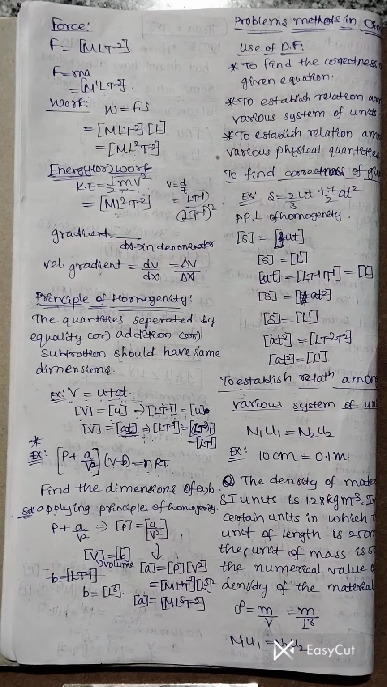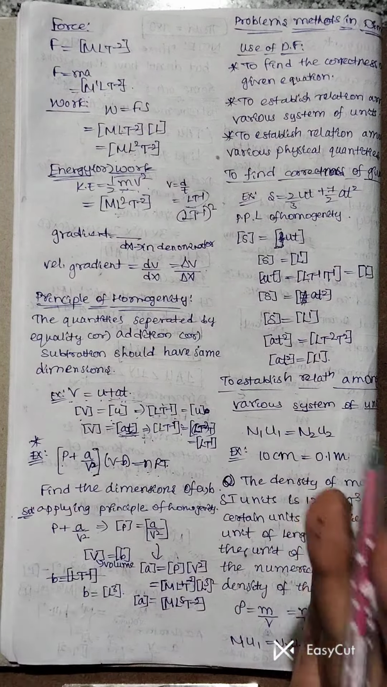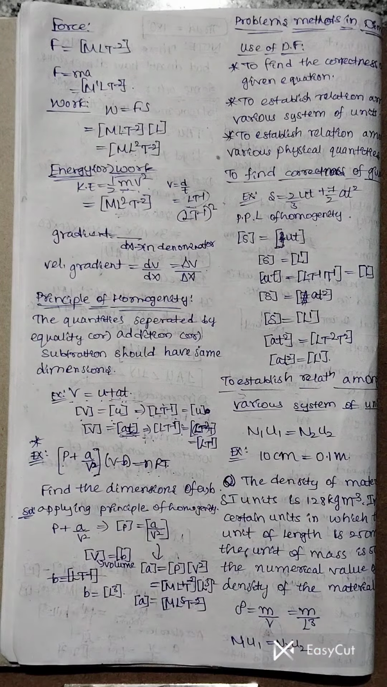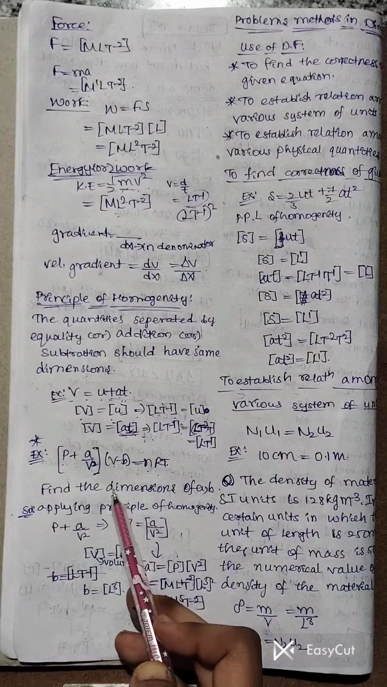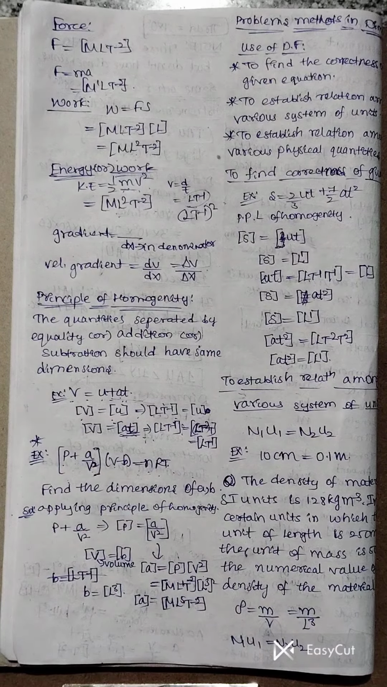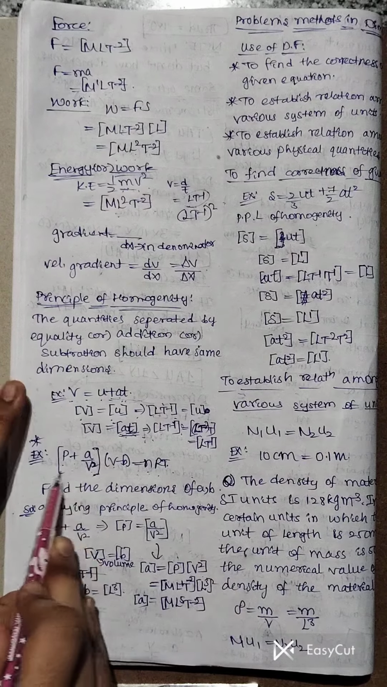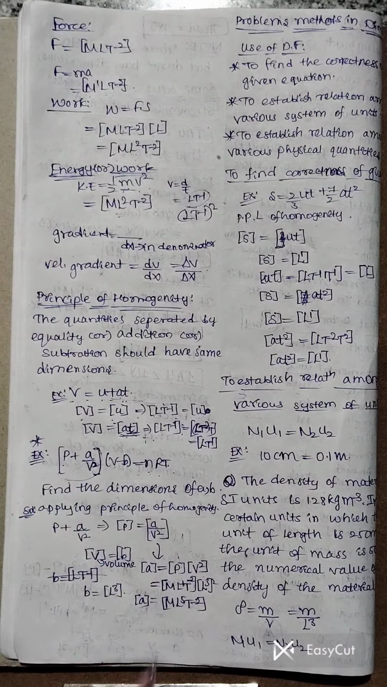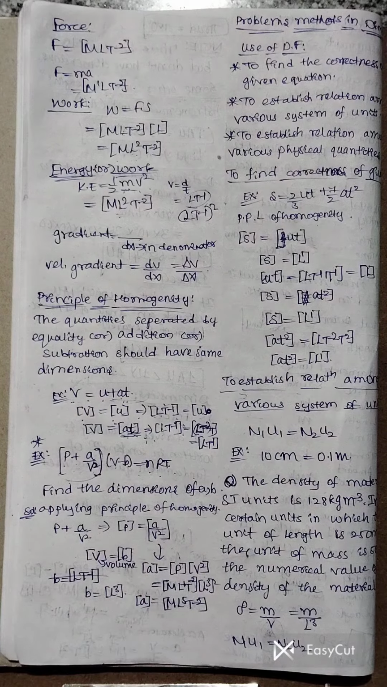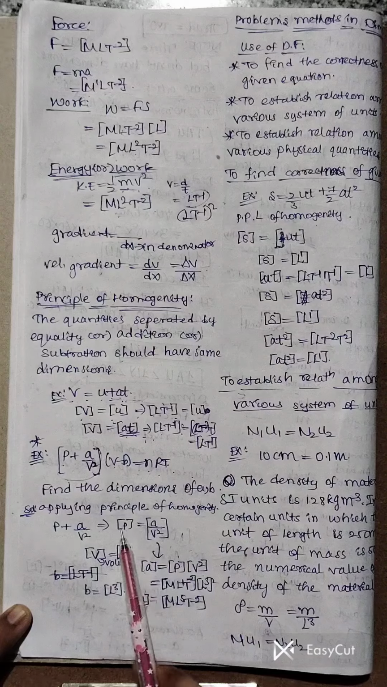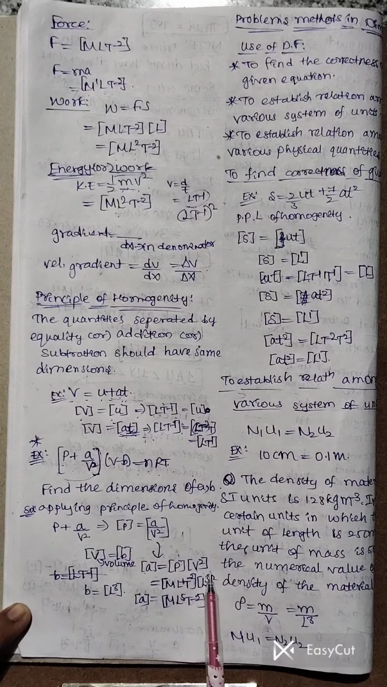Any time you remember that if there was some equation separated by equality, addition or subtraction, then you have to apply the principle of homogeneity there. Now, by applying the principle of homogeneity for this P + a/V², the dimension of P should be equal to the dimension of a/V². So the dimension of a is equal to the dimension of P into the dimension of V².